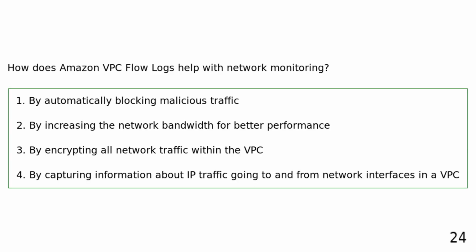How do Amazon VPC flow logs help with network monitoring? By automatically blocking malicious traffic. By increasing the network bandwidth for better performance. By encrypting all network traffic within the VPC. By capturing information about IP traffic going to and from network interfaces in a VPC.